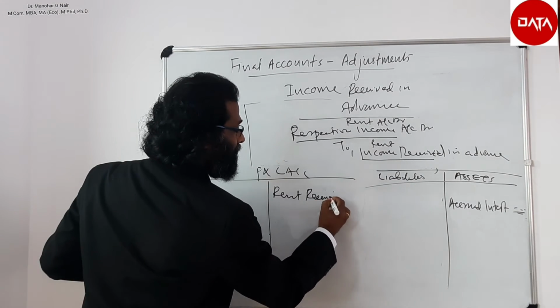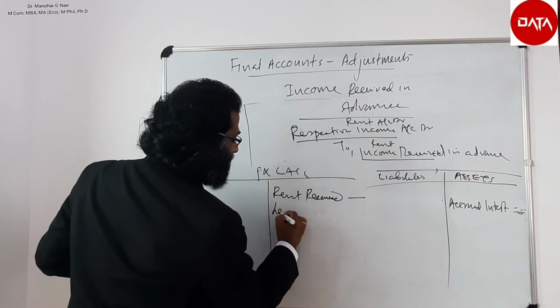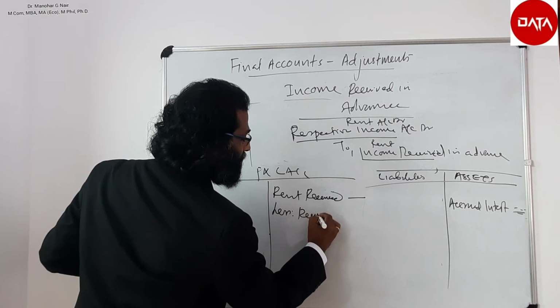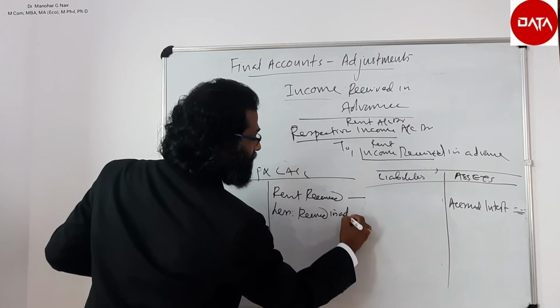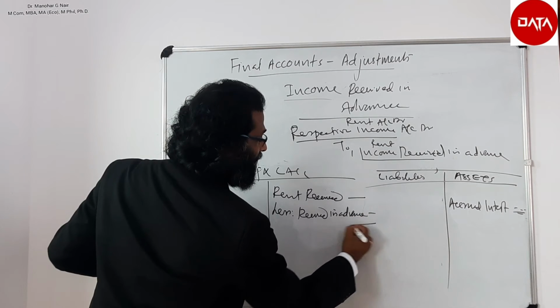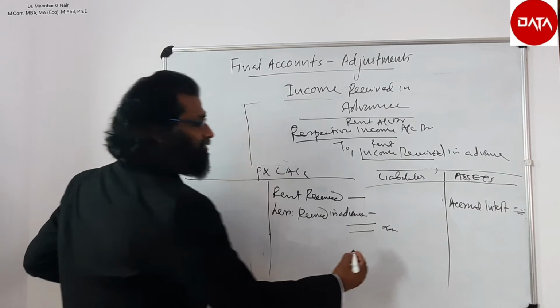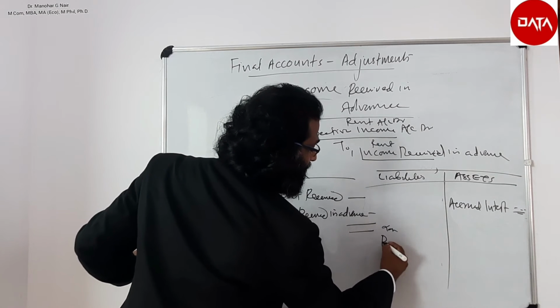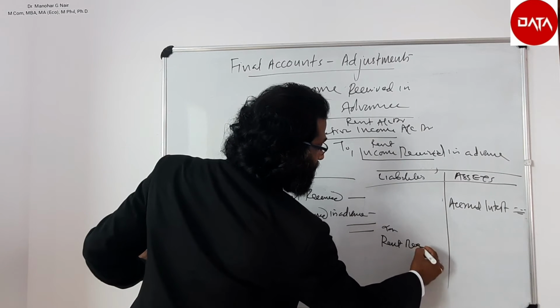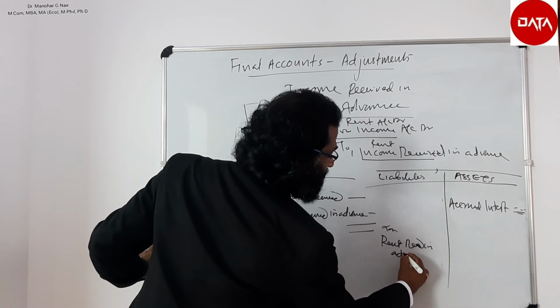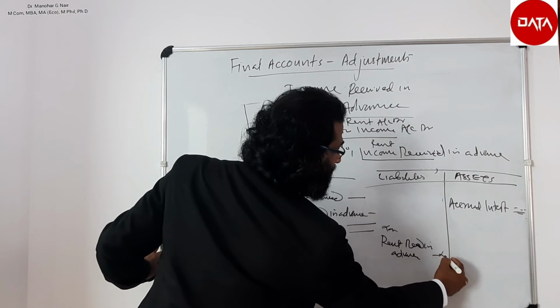Rent received less received in advance, it is to be deducted, the balance to be written in the outer column. And in the balance sheet, rent received in advance in the liability side.